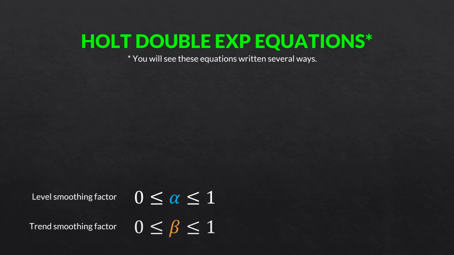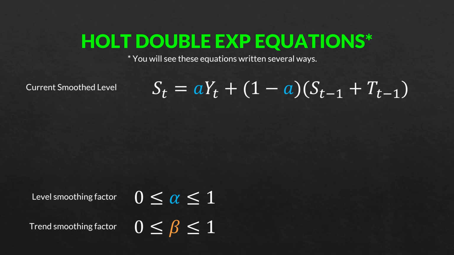First, we have two smoothing factors. We have the level smoothing factor alpha, which is between 0 and 1, and the trend smoothing factor beta, which is between 0 and 1. So here's the current smooth level that we've been talking about.